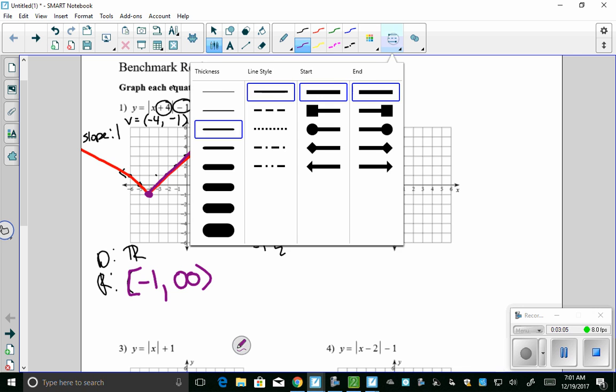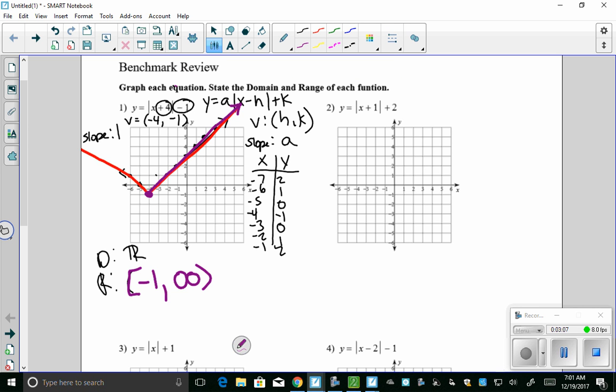Problem 2. Find my vertex: (-1, 2). It's the opposite of this number, comma, this number. I'm going to go to -1, +2. My a is still 1, so I'm going to go up 1 over 1 until I hit my graph.